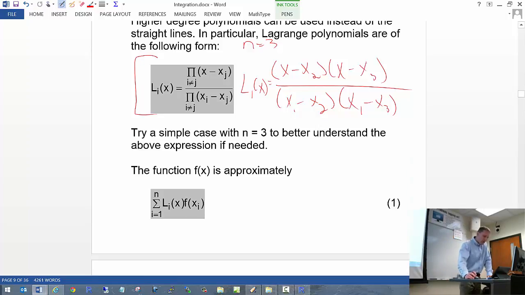And then we can approximate the actual function of interest, f of x, by doing a sum of these polynomials times your original function itself evaluated at your x of i. So again, think of it in terms of if n is equal to 3, you're simply going to have 3 terms there. And that's going to give you an approximation to what the height of that curve will be.